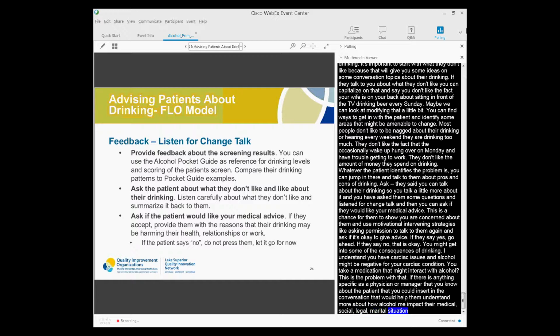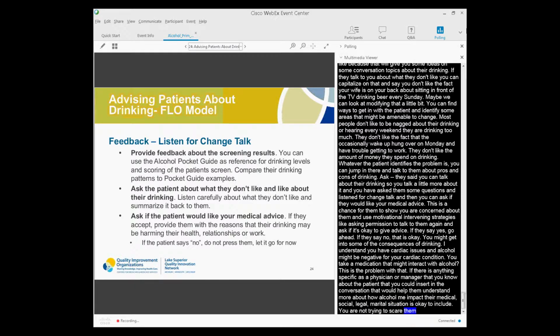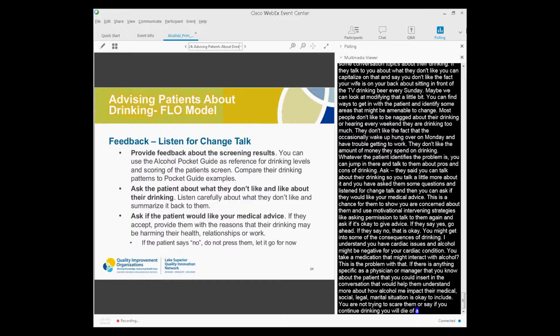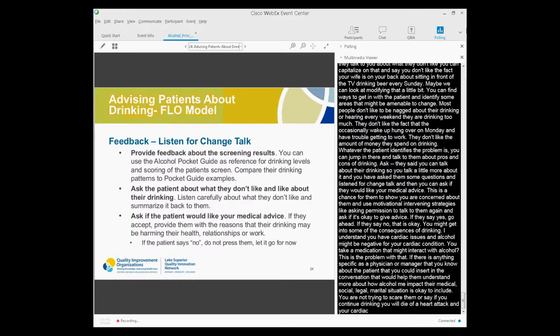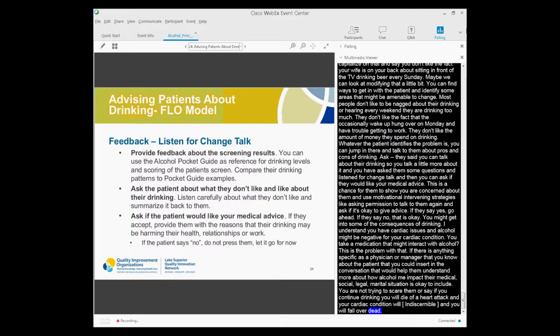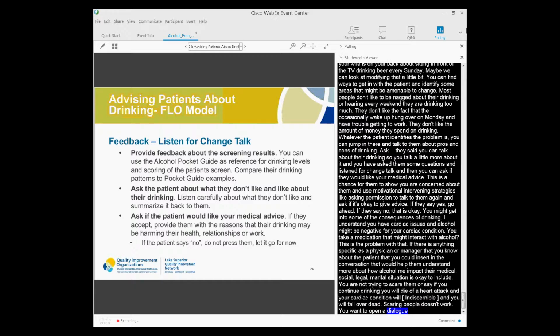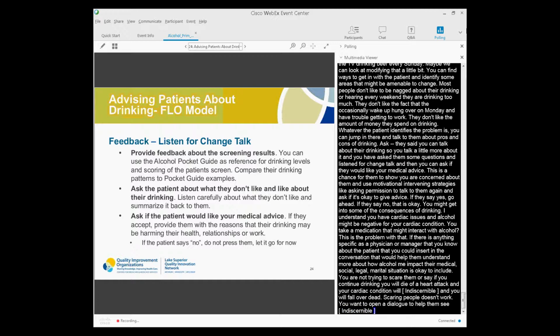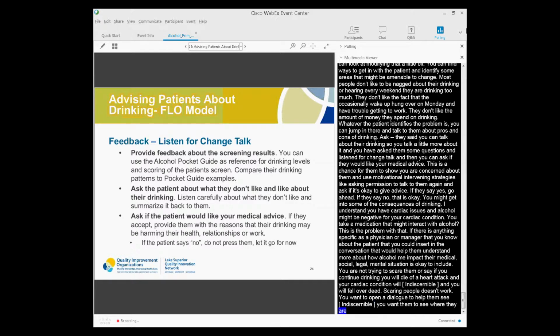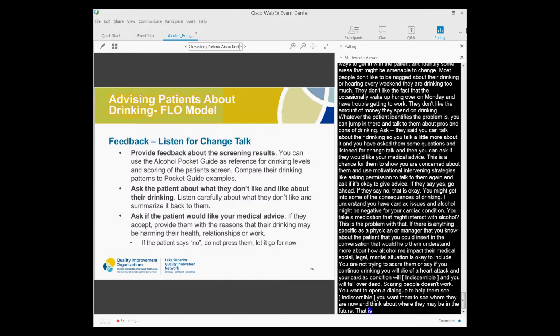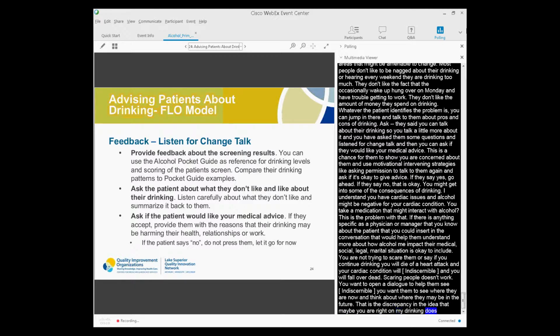You're not trying to scare them. You're not trying to say, hey, if you continue drinking, you're going to die of a heart attack, your cardiac condition is going to get so bad you'll fall over dead. Scaring people doesn't work. What you want to do is open a dialogue with them and start talking about that, and helping them see what they call in motivational interviewing creating discrepancy. You want them to see where they are now and think about where they may be in the future. It's the idea that maybe they're right, maybe my drinking does impact my cardiac condition or my diabetes or whatever, and it might be a good idea to do something about it.